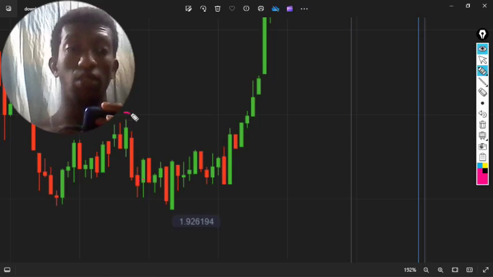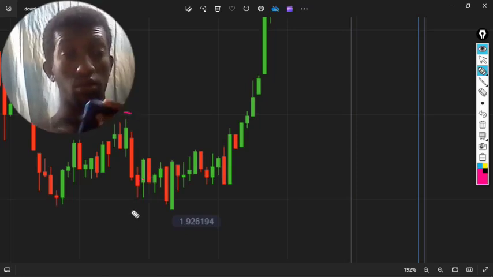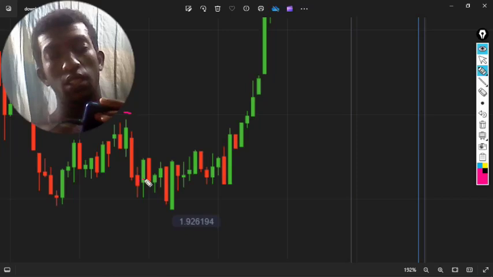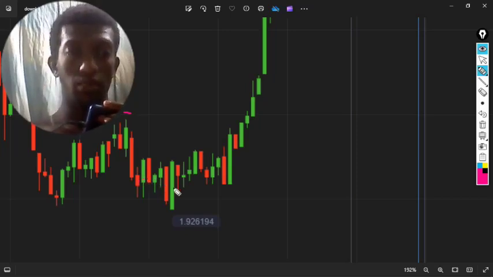Plus, still up there. Don't touch nothing. Why? Because TP2 is still not hit, so don't touch anything. As said, right there, 3 candles didn't break. Then we found this one.